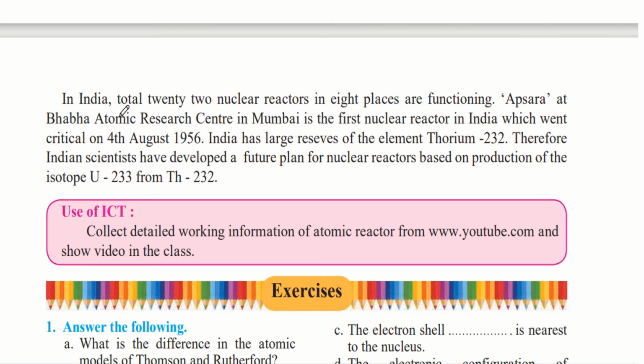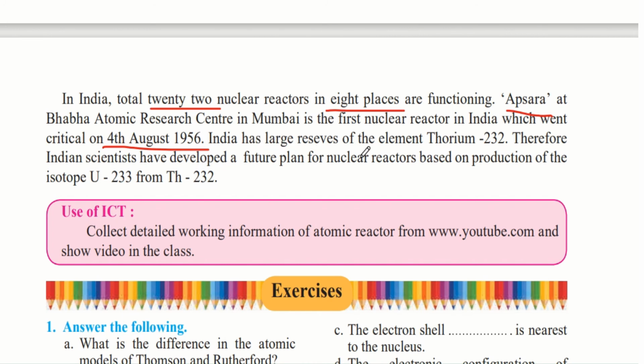In India, a total of 22 nuclear reactors in 8 places are functioning. Apsara at Bhabha Atomic Research Centre in Mumbai is the first nuclear reactor in India, which went critical on 4th August 1956. So this was the first nuclear reactor that was built in India, and it had the name Apsara. And after this, 7 other places also got nuclear reactors.